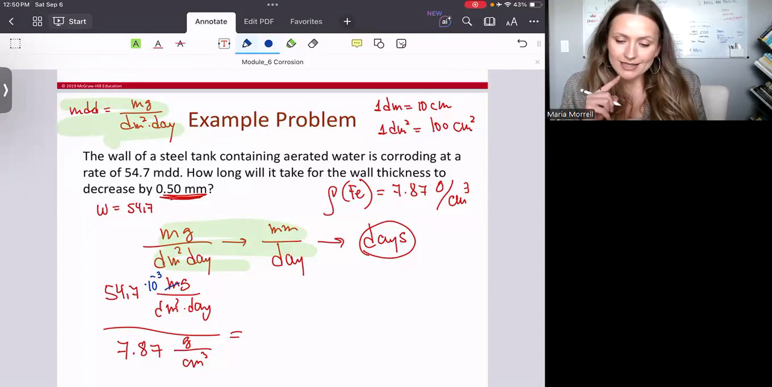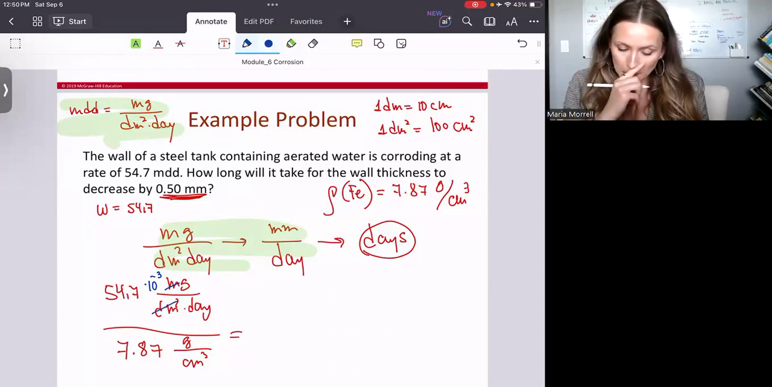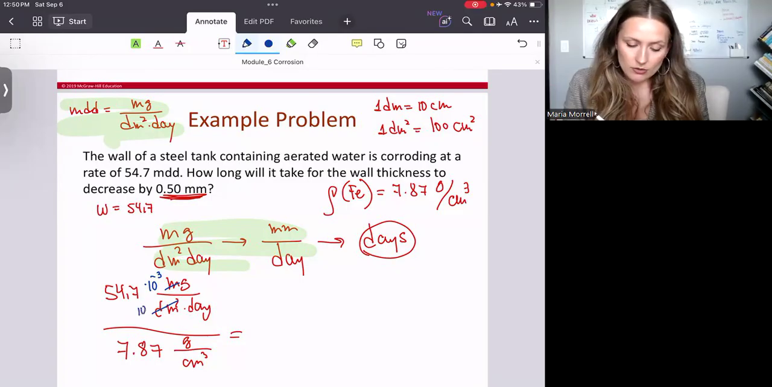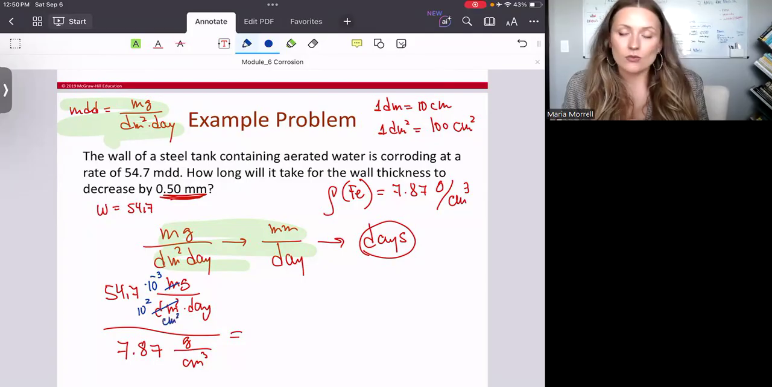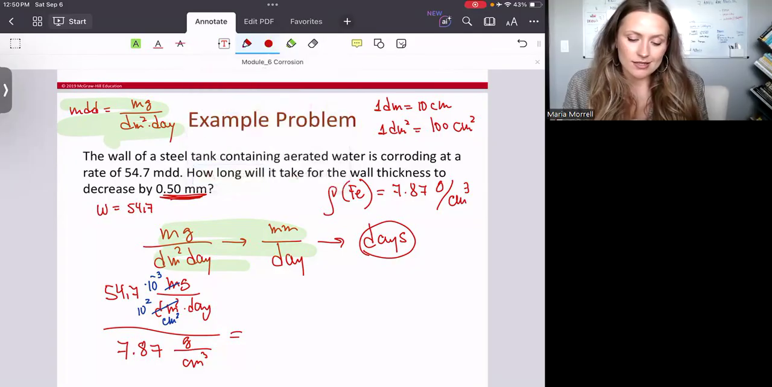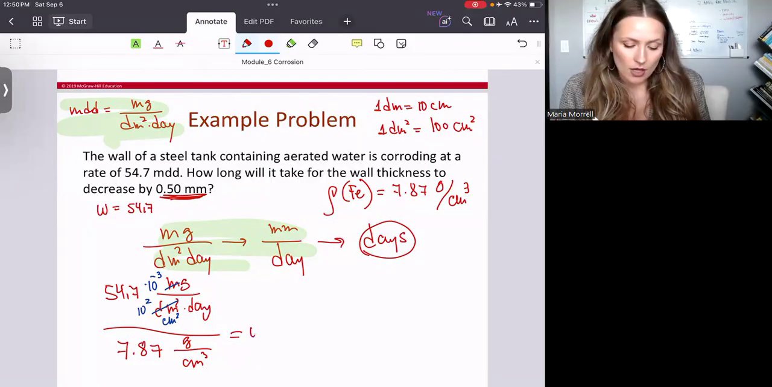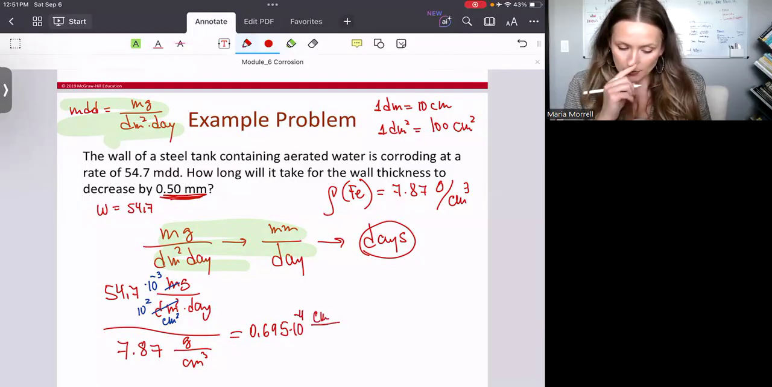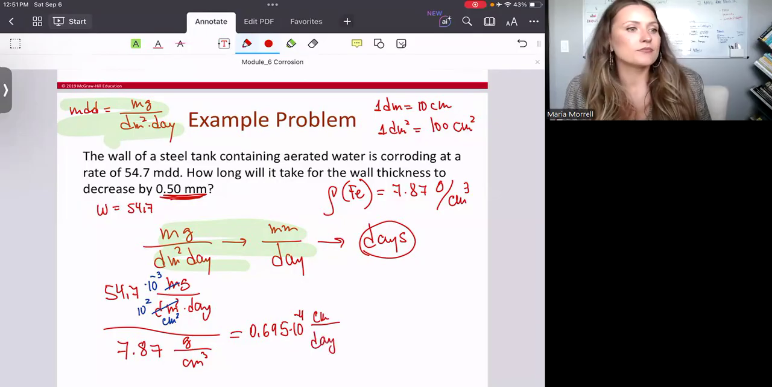And now I would like to get rid of my decimeter squared, and I would like to put here my 10 to the 2 centimeter squared, right? Because 1 decimeter squared is going to be the same as 100 centimeters squared. Now I'll be able to get rid of all the units except centimeters per day. This is what I will end up with: 0.695 times 10 to the power of 4, and units would be centimeters per day, okay?